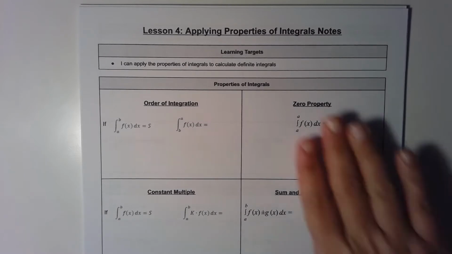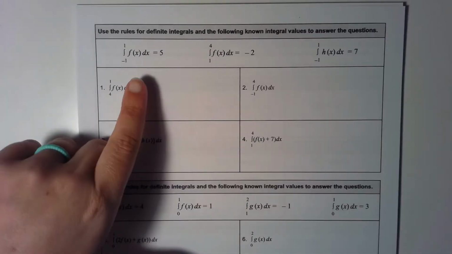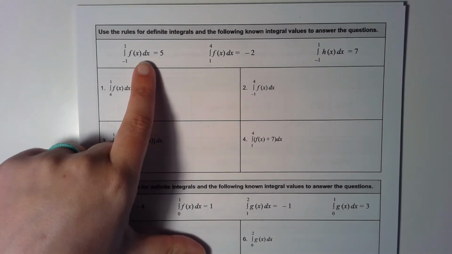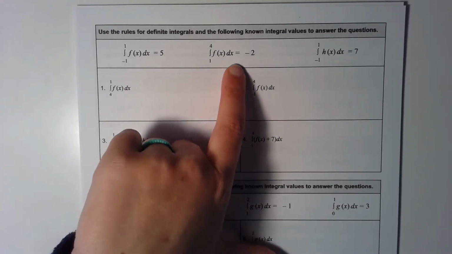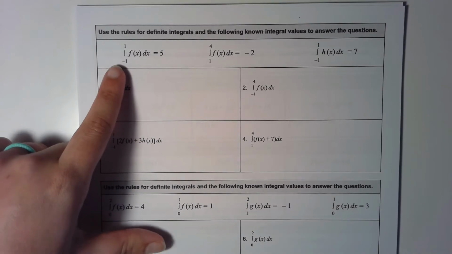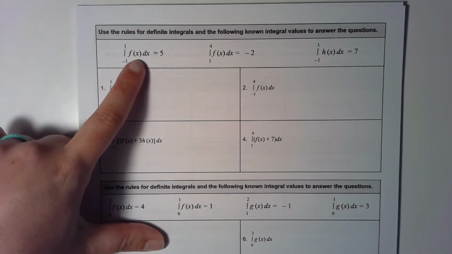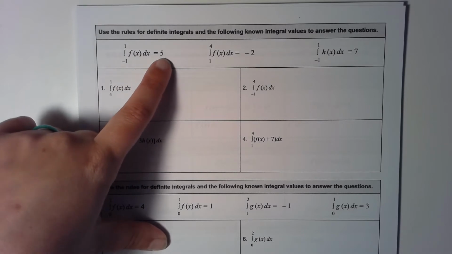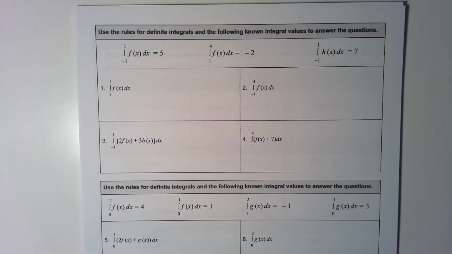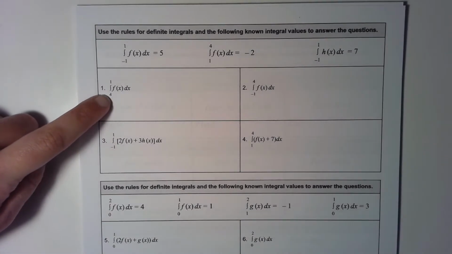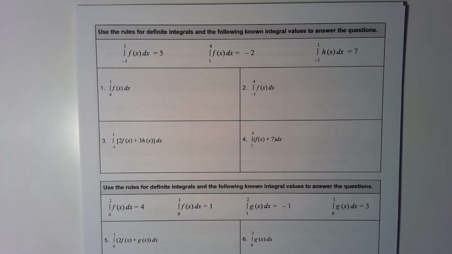So, for example, before I go over the properties, on the second page of your notes, you can see kind of how these problems get set up. We are going to be told certain values that we already know. For example, we might already know that the integral from -1 to 1 of the function f of x has an area of 5. We're going to try to use those known values to find the values for integrals that are related but different from the ones that we know.